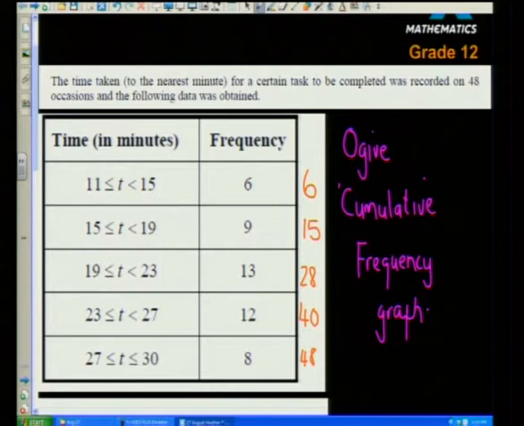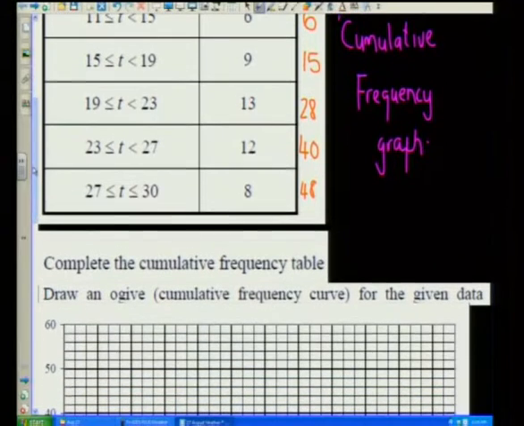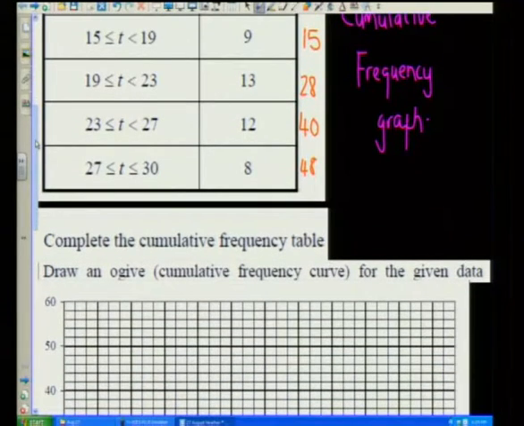All right? So literally, we are accumulating all of the totals. So that means that there were 15 scores under 19, or there were 40 scores under 27. Okay? So the first thing we have to do, if we're going to be drawing an ogive, is we have to actually work out the cumulative frequency. Right. The next question is they want us to draw an ogive, which is our cumulative frequency curve, for the given data. Right.